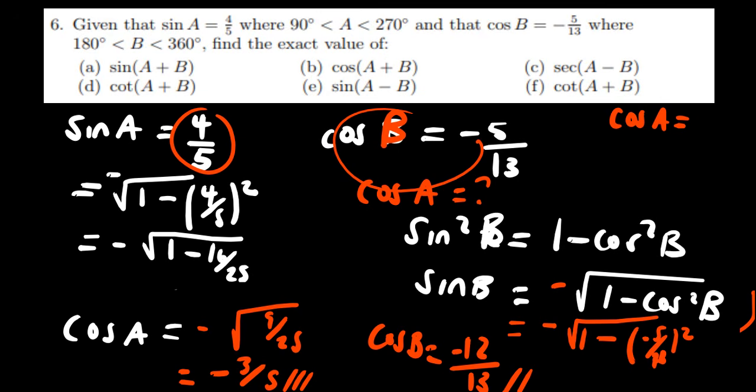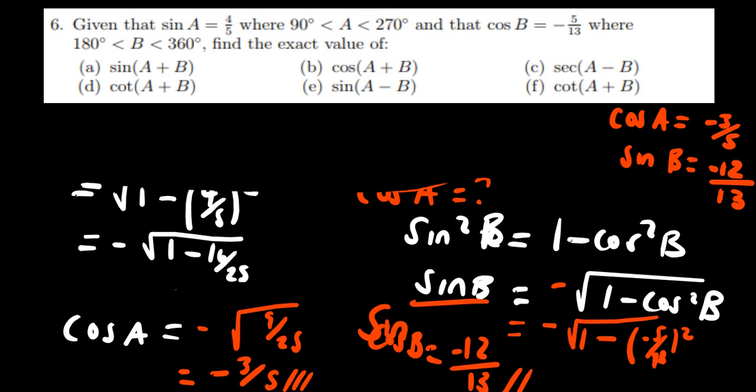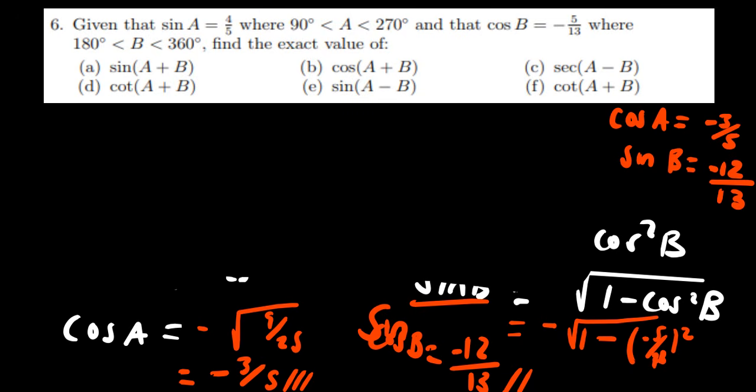Allow me to write it on the other side. So this is, we said it's negative 3 over 5. Then what other thing did we find? We had to find the sine b. Okay, this is sine b. From this sine b, we found that it was negative 12 over 13. So these are the answers that you're going to be using to be solving those ones.